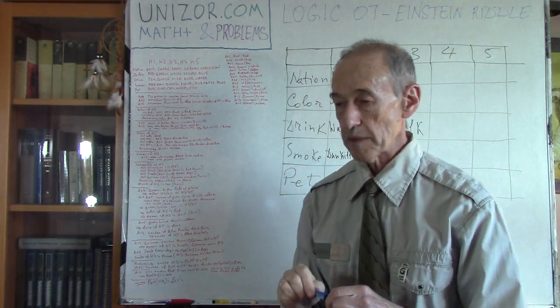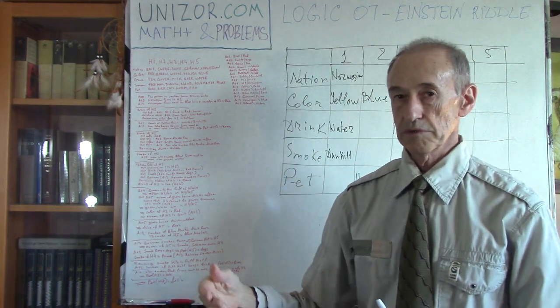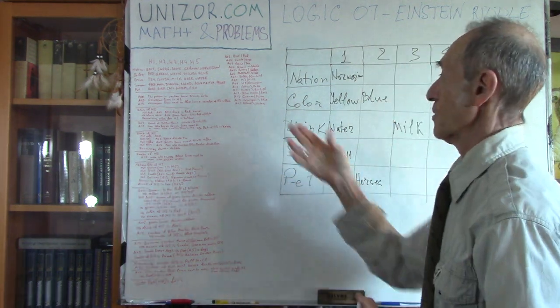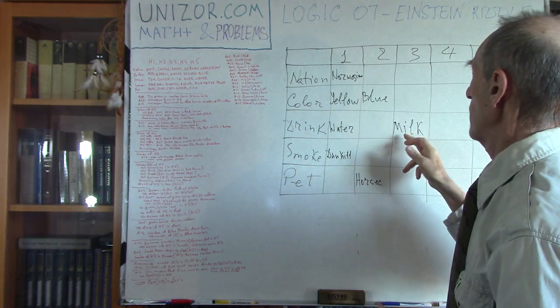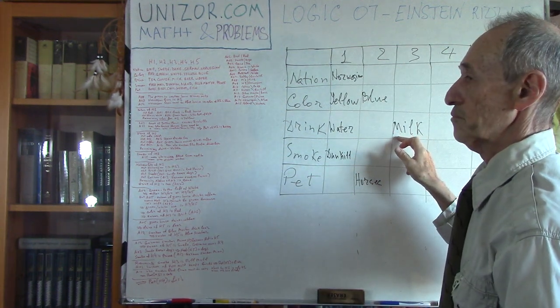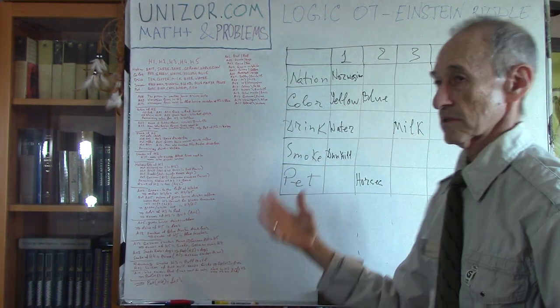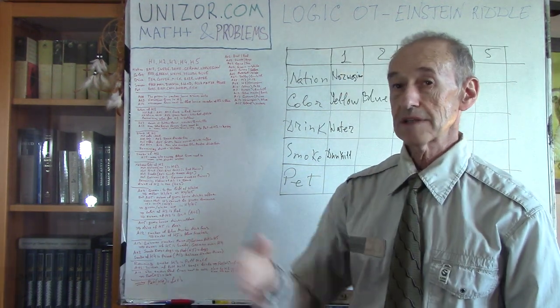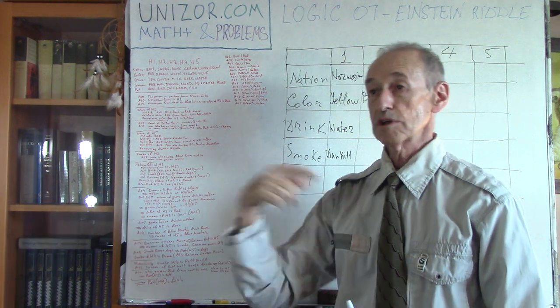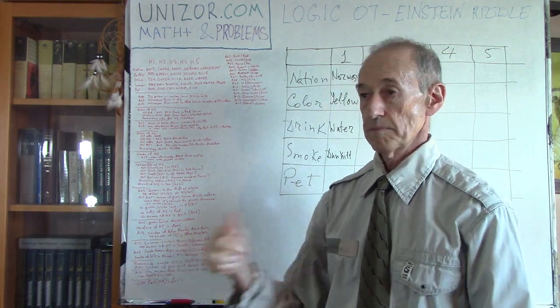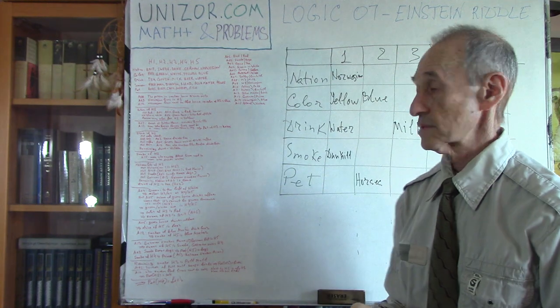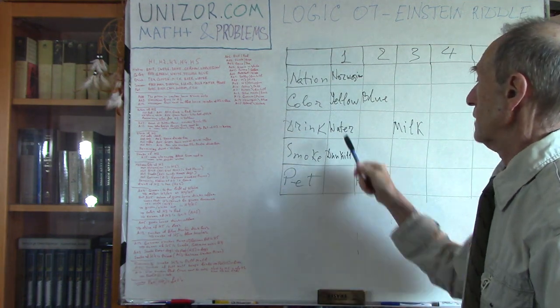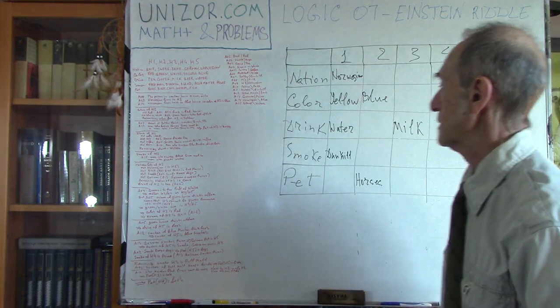So you see, sometimes we use positive logic. Like, for instance, in the very beginning, the middle house is the one where people drink milk. Okay, that's the positive logic. In this case, we were using negative logic. It's not that, it's not that, it's not that, it's not that, so it must be whatever remains out of these five choices, okay? All right, so we have determined the water. All right, let's go next.